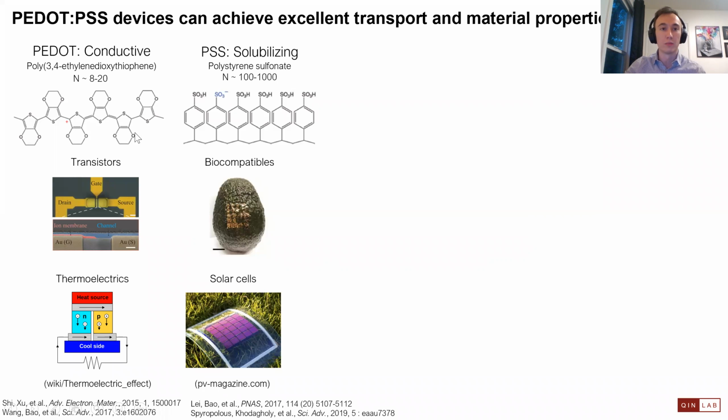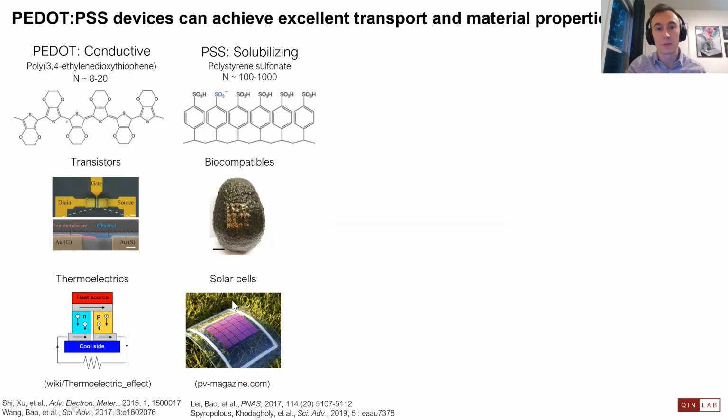It's terribly insoluble in water, unfortunately, and as a result is synthesized and solubilized in the presence of the highly anionic PSS, which is composed of much longer repeat units and is much more flexible. PEDOT:PSS has applications in a variety of modern devices, including transistors, biocompatible materials, as well as for energy generation and storage. In this case, for energy generation, we have thermoelectrics and solar cells.